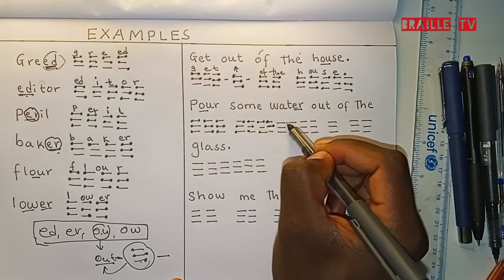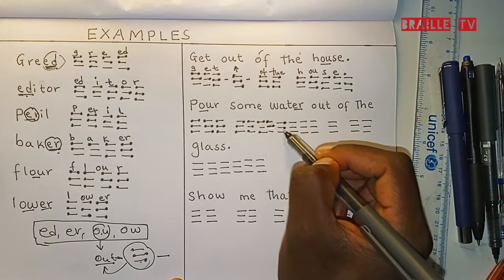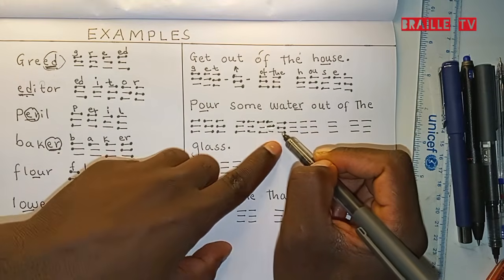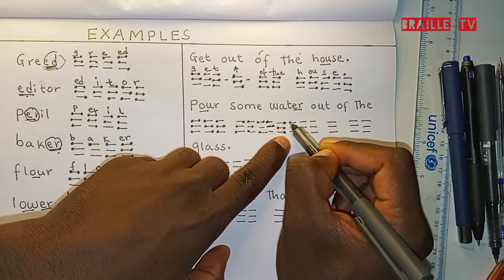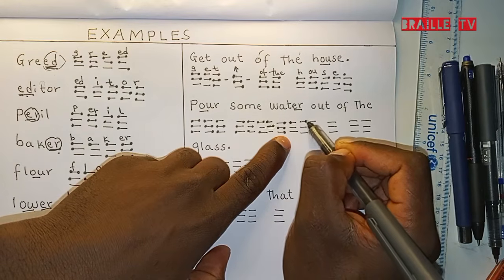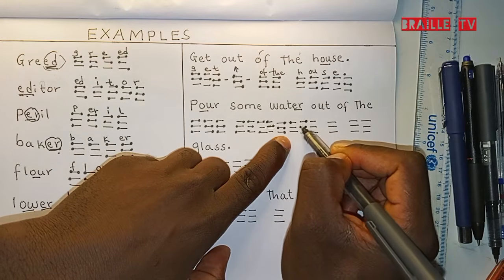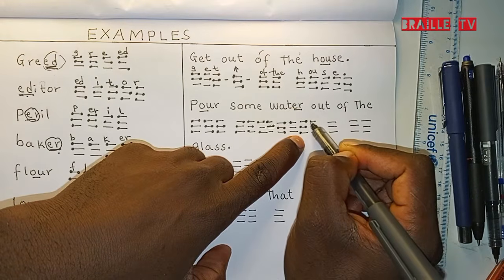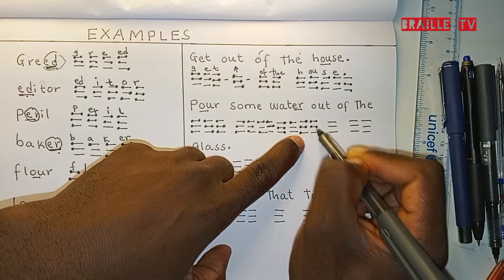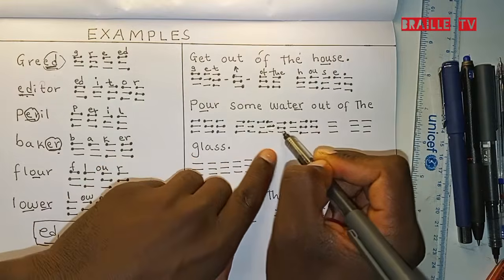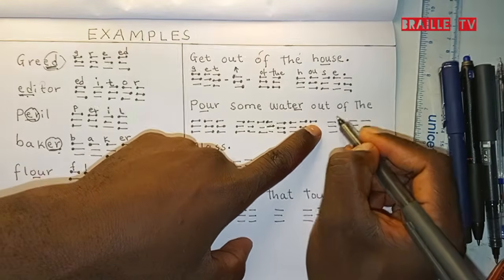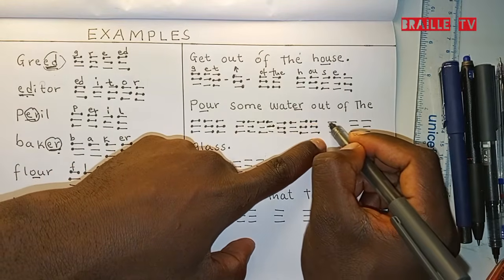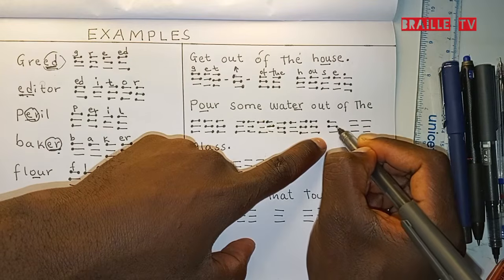So water, you just write W. Remember I told you W is the opposite of R. And then A, and then T. T is written like this, J plus dot 3, and then we have ER. ER, I told you it is G plus dot 6. So this is water. And then out, I told you, you just write it as standalone to represent the word out.